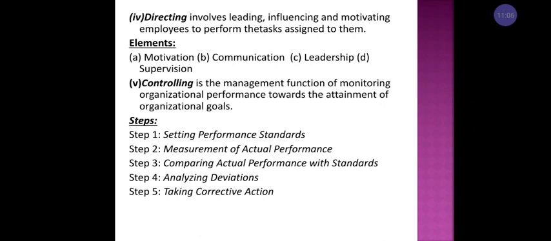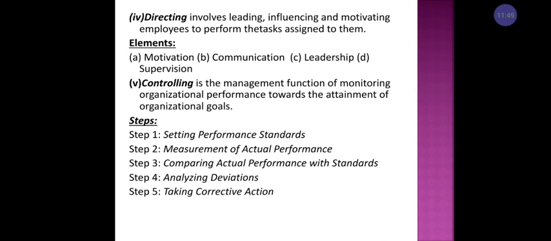It means influencing and motivating employees to perform the tasks assigned to them. The manager has to motivate the workers or employees in the organization in what they have been given as duty, responsibility, or work. They have to do this work properly. If they work very well, they can achieve the organizational goal. It is called directing. What are the elements of directing? The first element, motivation. Second one, communication. Third one, leadership. Fourth one, supervision.